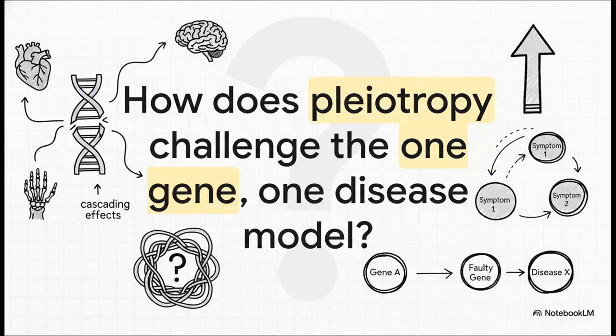And that brings us to our final thought for the day. Pleiotropy isn't just a term to memorize for a test. It's a huge real-world challenge in medicine. If a single faulty gene can set off a whole cascade of different problems throughout the body, it makes everything from diagnosis to treatment so much more complicated. It really forces us to move past that simple one gene, one disease idea and start to appreciate the incredibly complex, interconnected network that is our own biology.